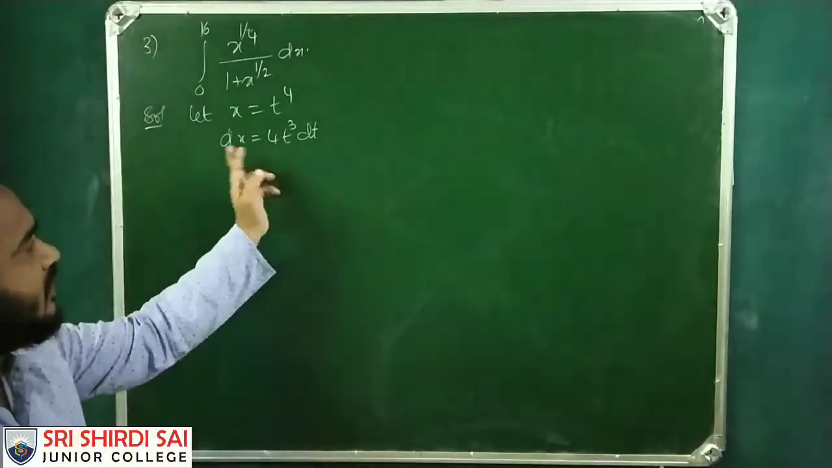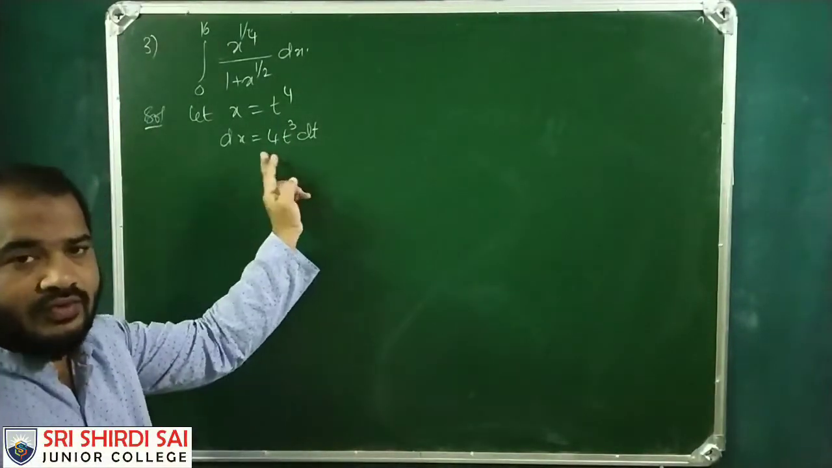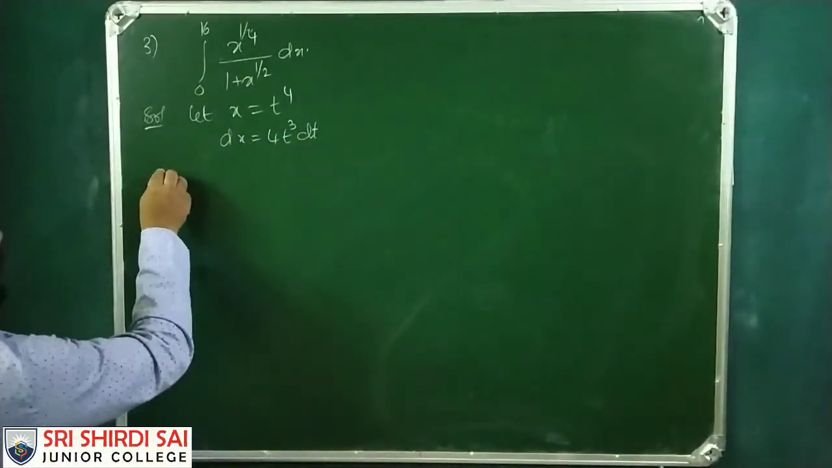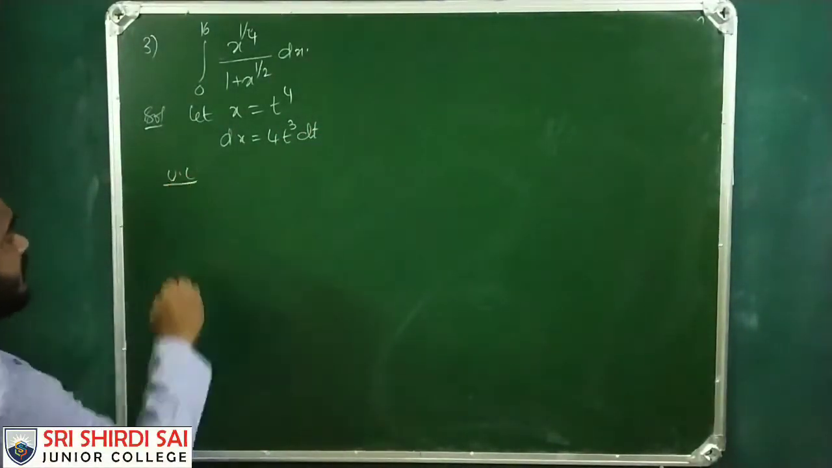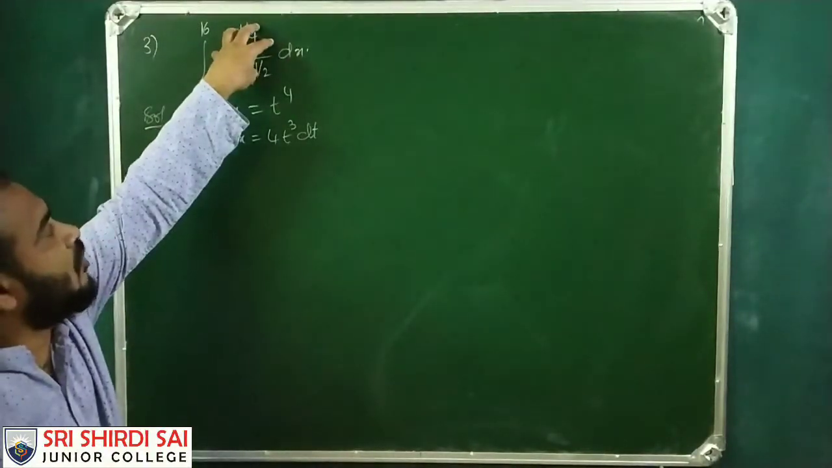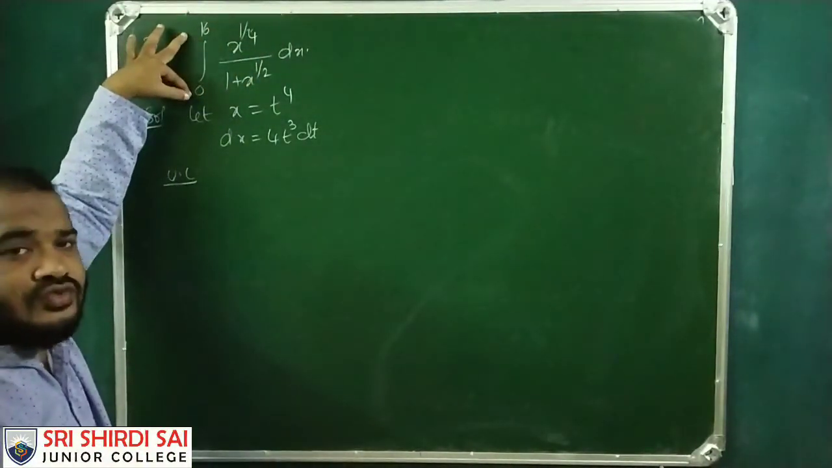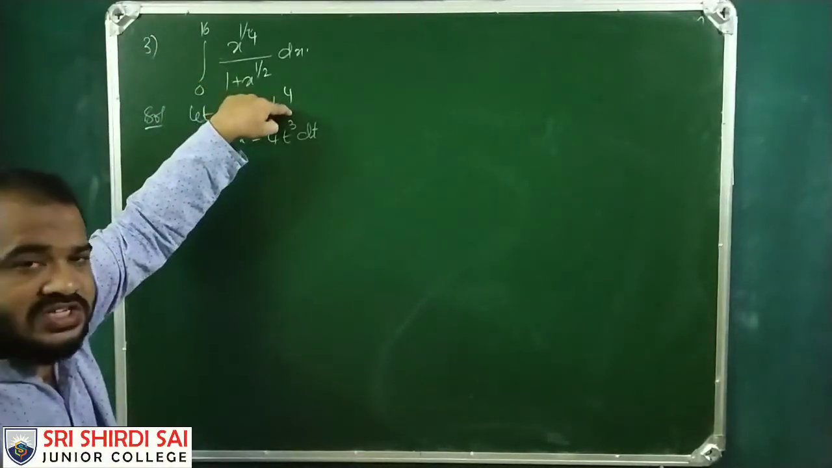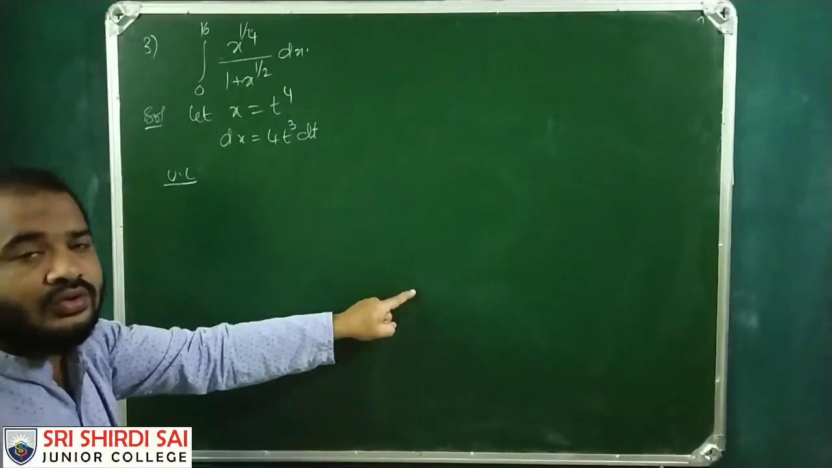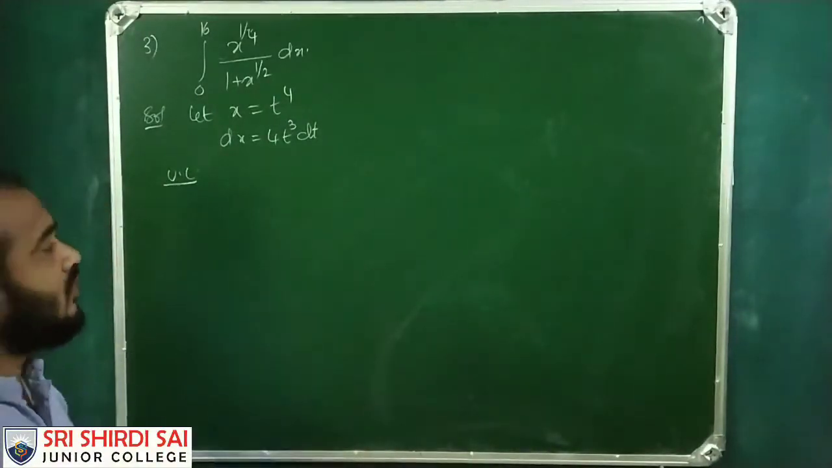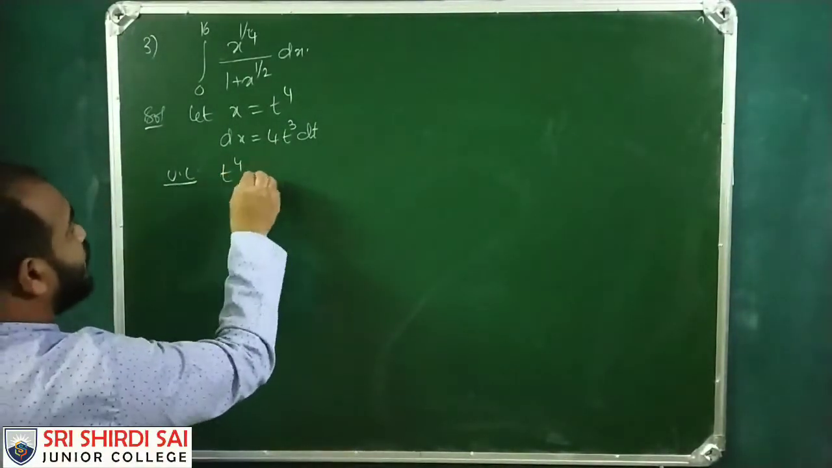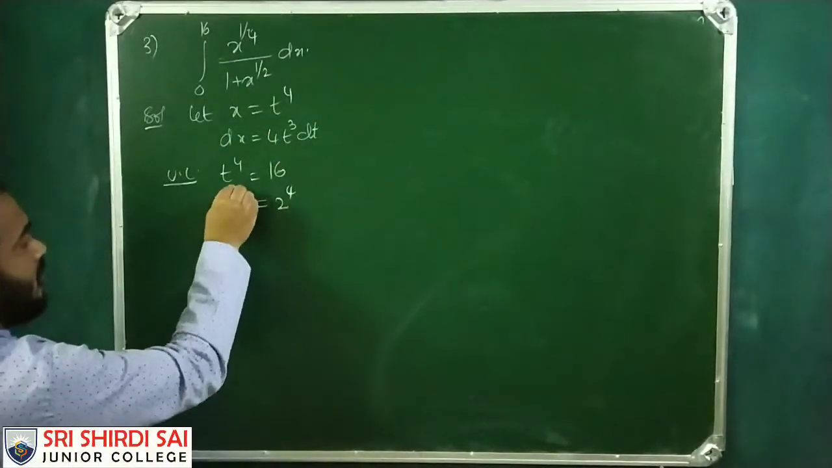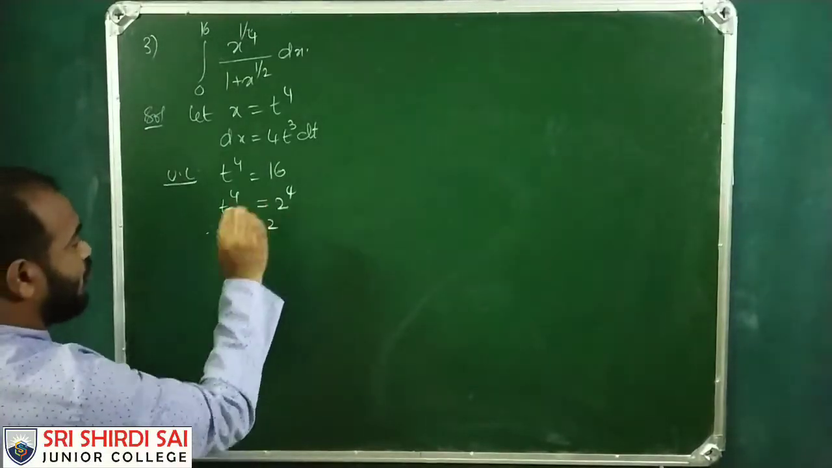So this we have discussed before. Therefore I am just avoiding and writing direct steps here. So upper limit, since this is the function of x, therefore 0 and 16 are also the limits of x. But this x we are trying to change in terms of t. Therefore we need to change the limits for t as well. So t power 4 equals x, whose value is 16. 16 is 2 power 4. Therefore t is equal to 2.